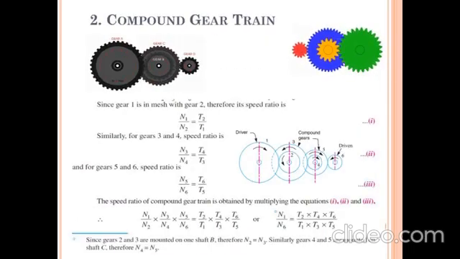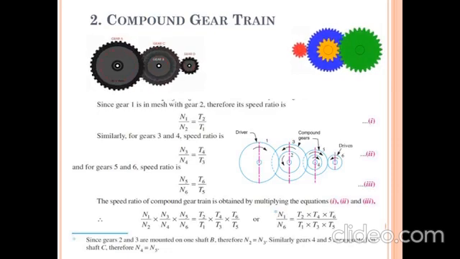The second type of gear train we will see is the compound gear train. Now observe that animation. In that you are observing that gear A is in mesh with gear B. Gear B again is mounted on one shaft. On the same shaft, gear C is mounted. Gear C is in mesh with gear D. Now from this first animation, the black colored animation, you will observe that A is in mesh with B, B and C are mounted on the same shaft, and C is in mesh with D.